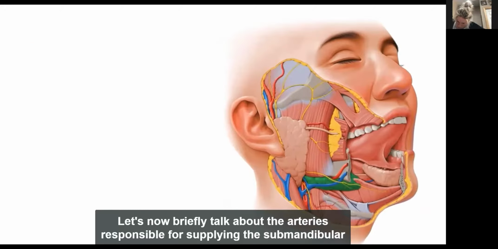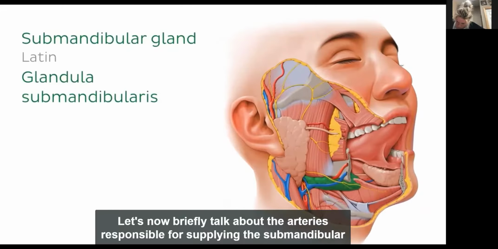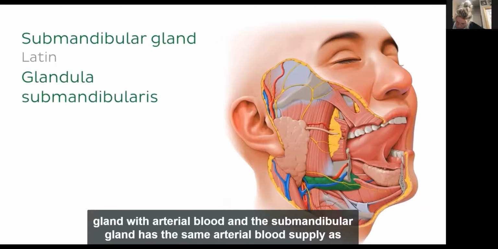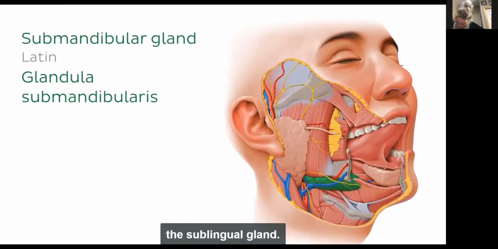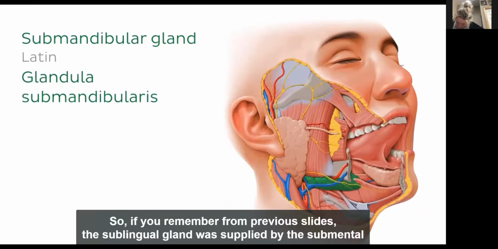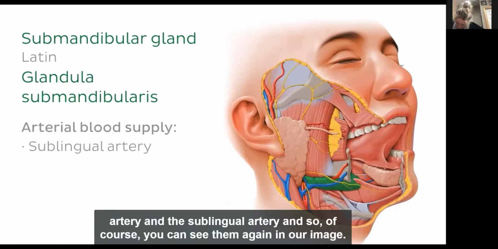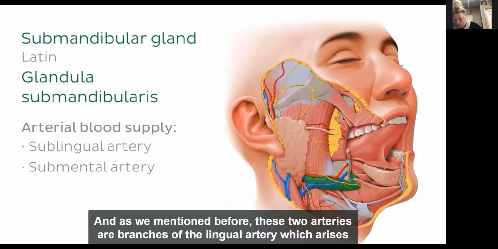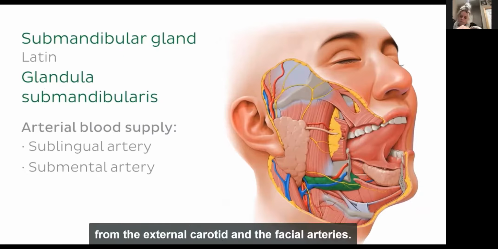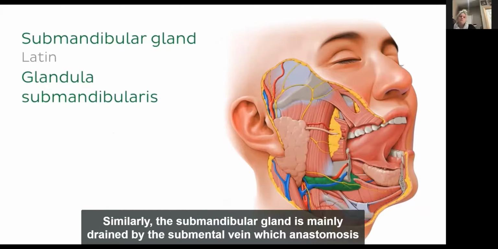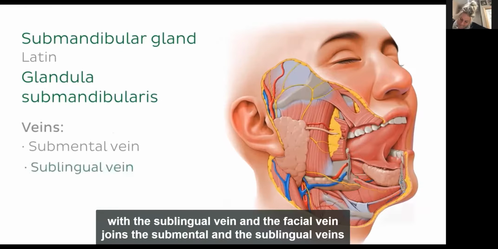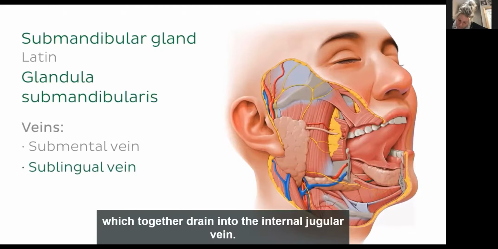Let's now briefly talk about the arteries responsible for supplying the submandibular gland with arterial blood. The submandibular gland has the same arterial blood supply as the sublingual gland. So if you remember from previous slides, the sublingual gland was supplied by the submental artery and the sublingual artery, and of course, you can see them again in our image. As we mentioned before, these two arteries are branches of the lingual artery, which arises from the external carotid and the facial arteries. Similarly, the submandibular gland is mainly drained by the submental vein, which anastomoses with the sublingual vein, and the facial vein joins the submental and the sublingual veins, which together drain into the internal jugular vein.